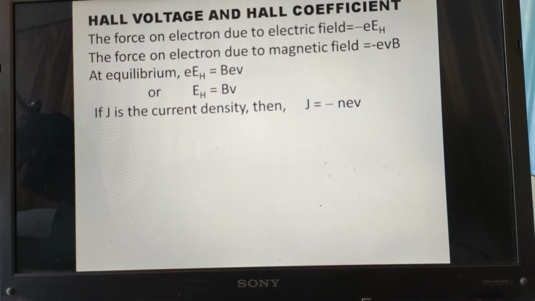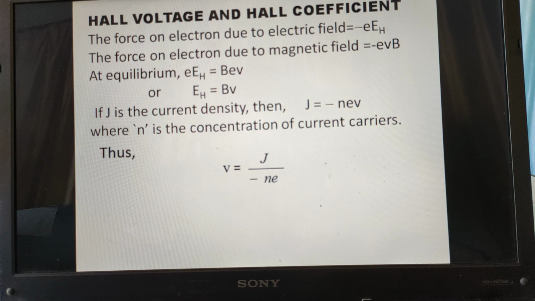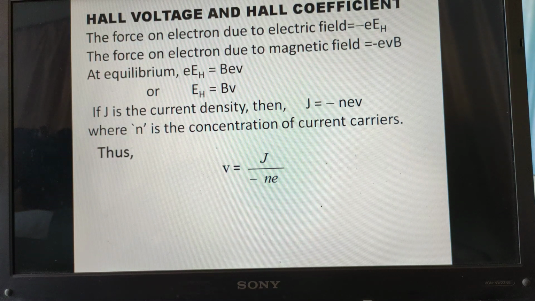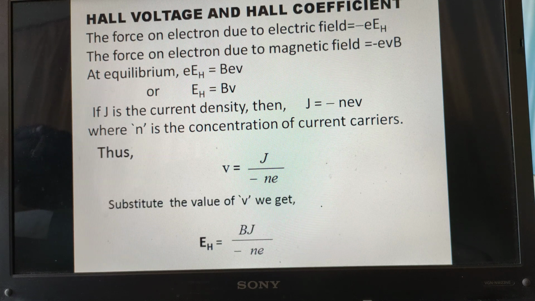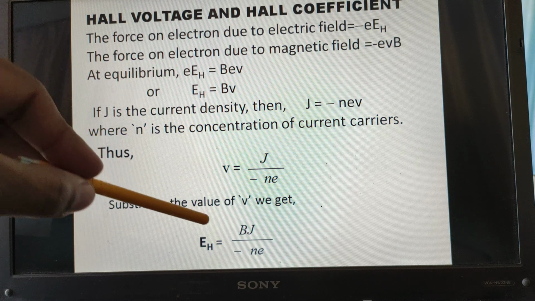Second, we can also calculate the current density. So J is equal to NEV minus NEV, where N is the concentration of current carriers. Maybe this is electrons, this is holes. We want to calculate velocity, so velocity can be calculated from this formula: V is equal to J by NE. This is a simple formula. Substituting the value of V into this equation, EH becomes equal to VJ divided by minus NE.